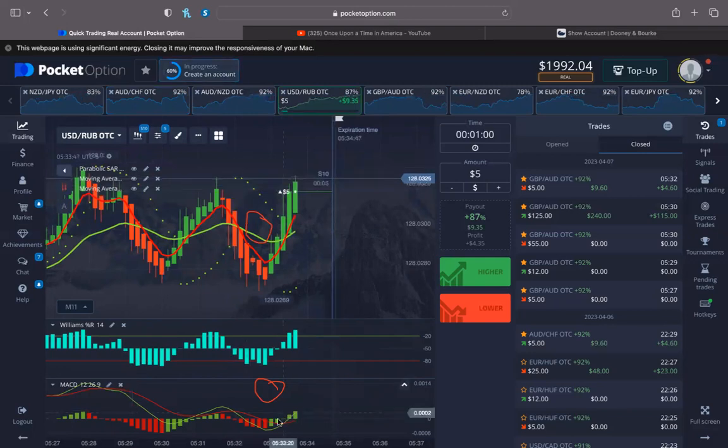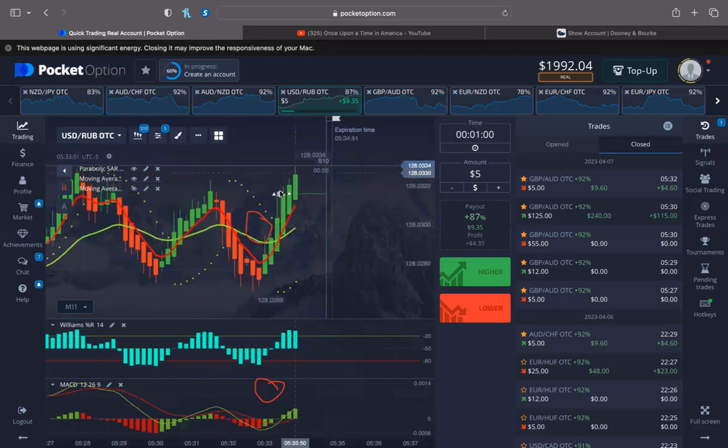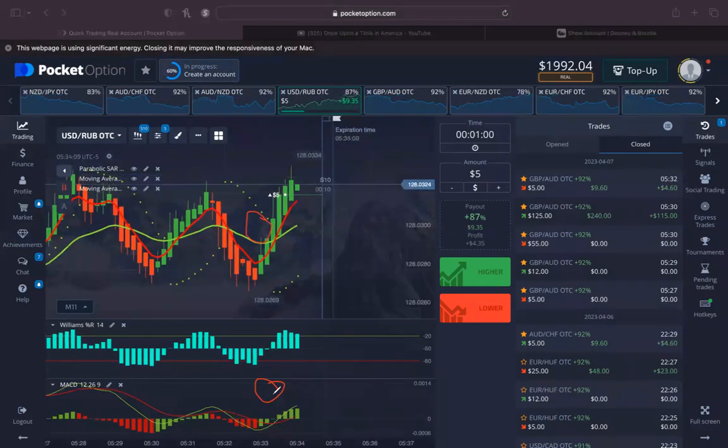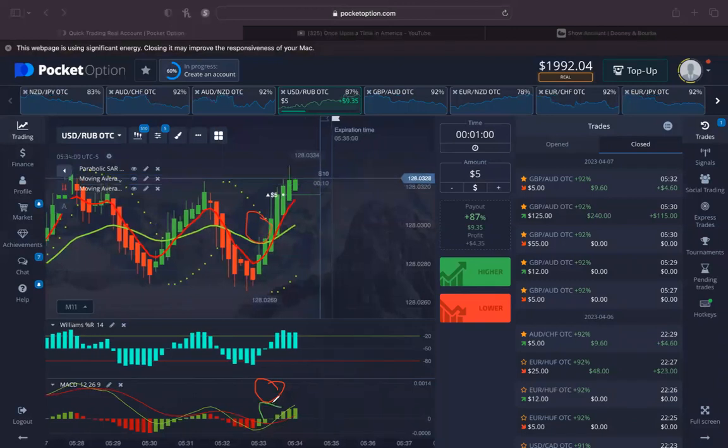We have a cross right here. And this candle just broke the highest point, so I entered into a buy. Cross here. Got a break here.